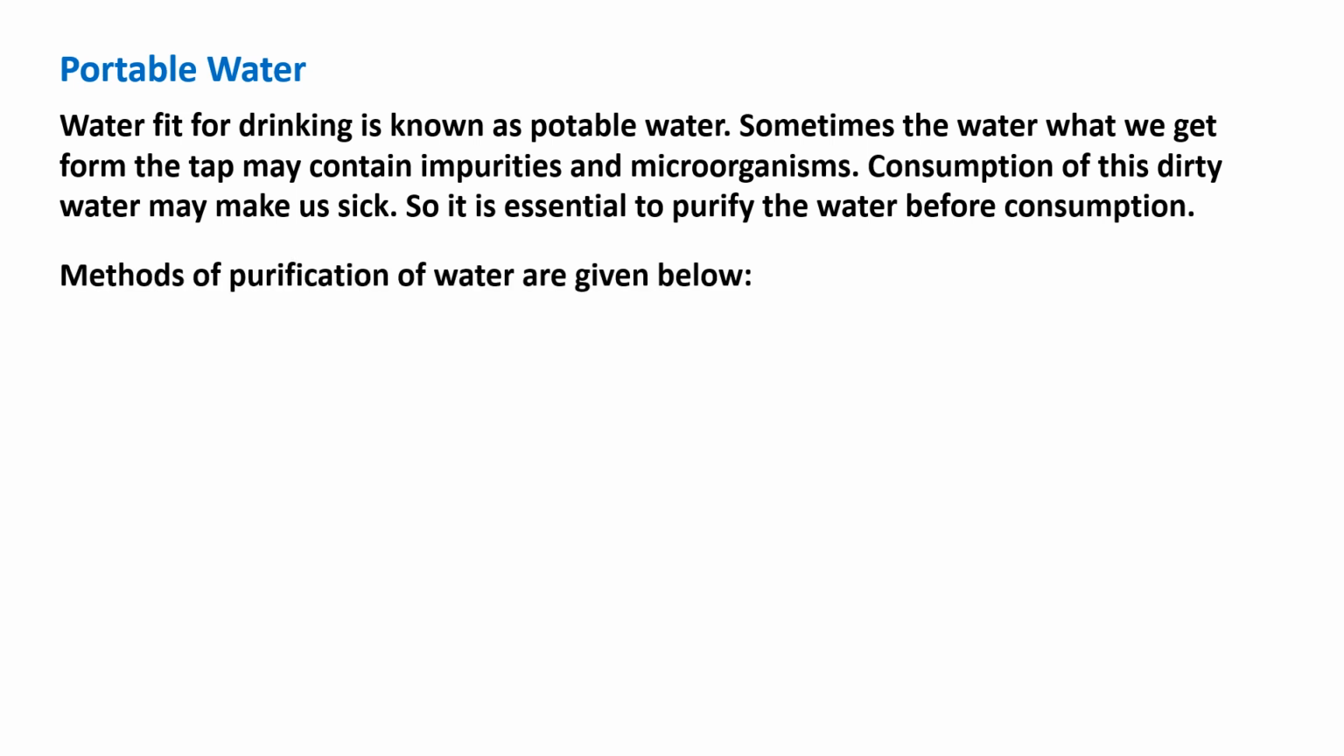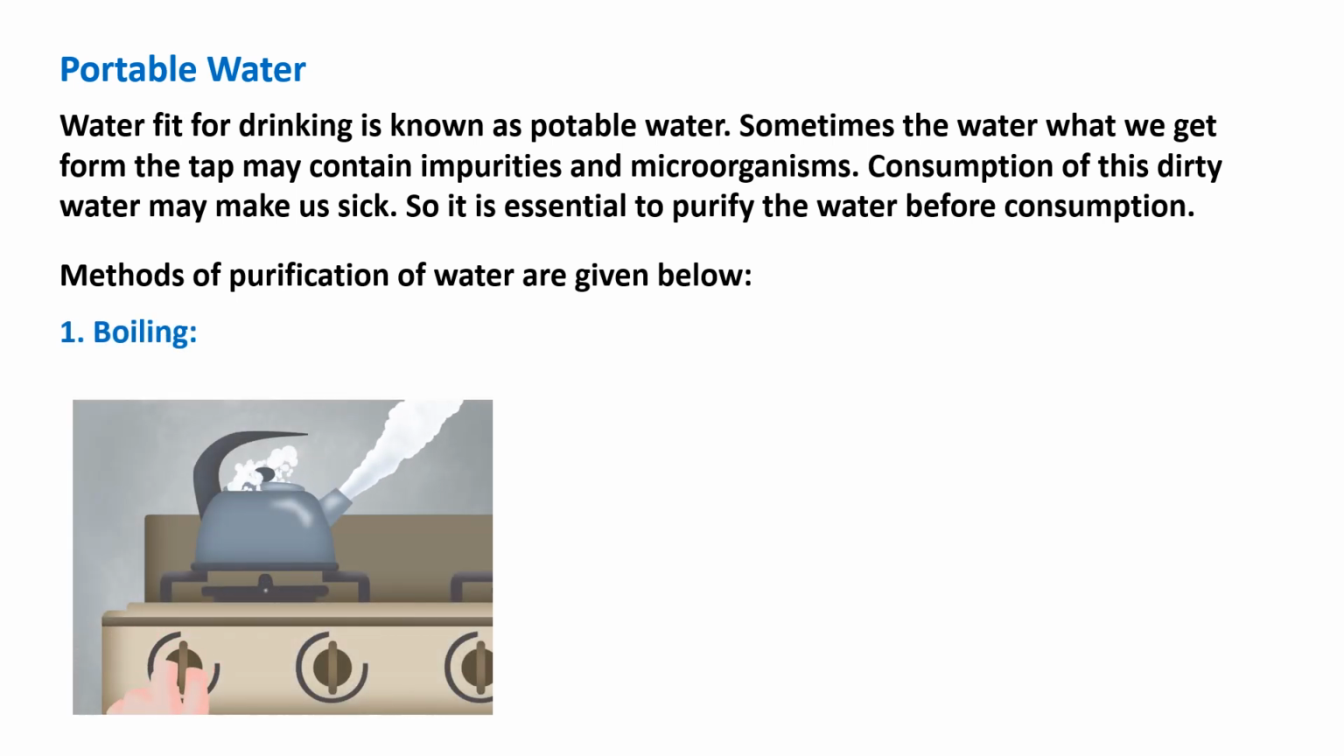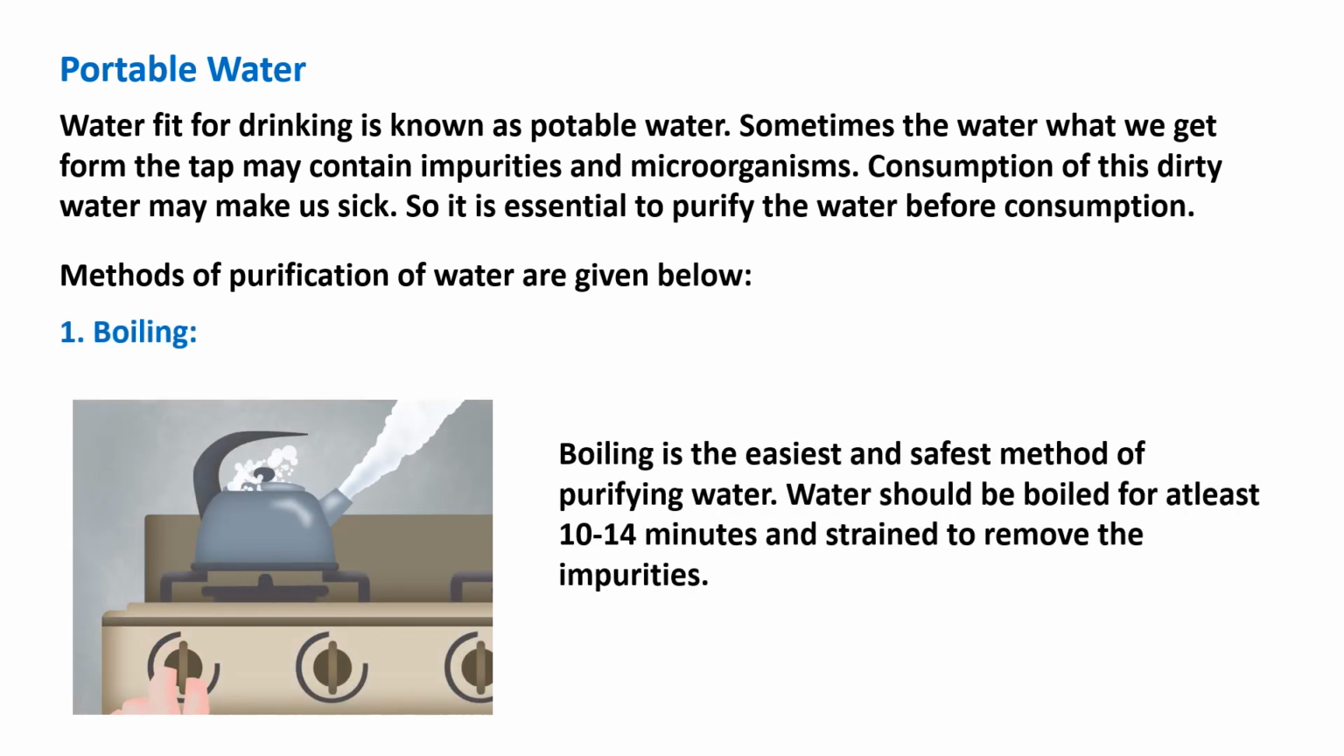So what are the methods we use for purification? The first one is boiling. Boiling is the easiest and safest method to purify water. Water should be boiled for at least 10 to 14 minutes and strained to remove the impurities. And if you boil the water, it will kill the germs and microorganisms. So it will be very helpful.